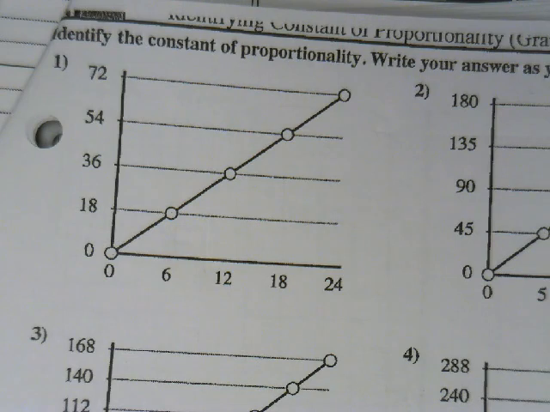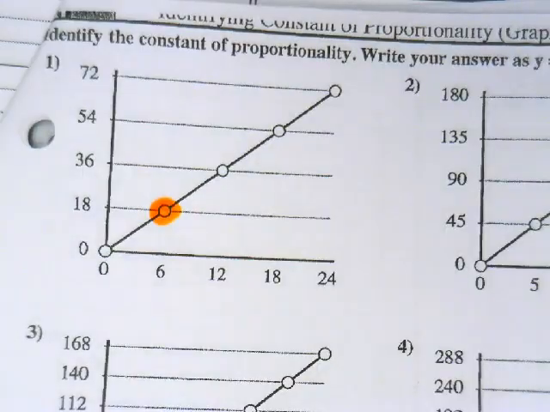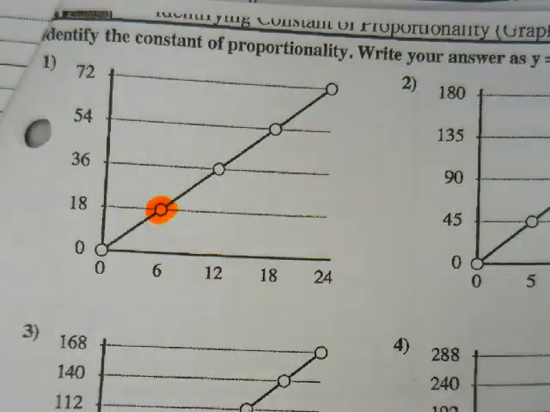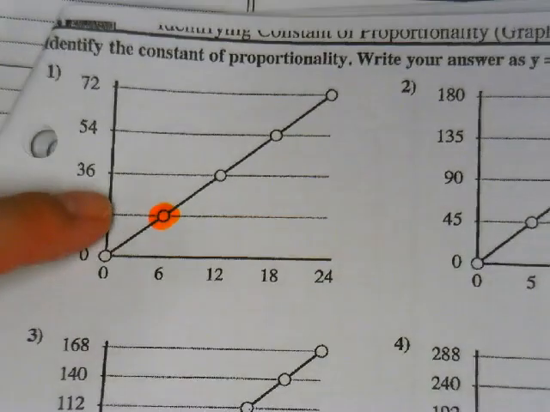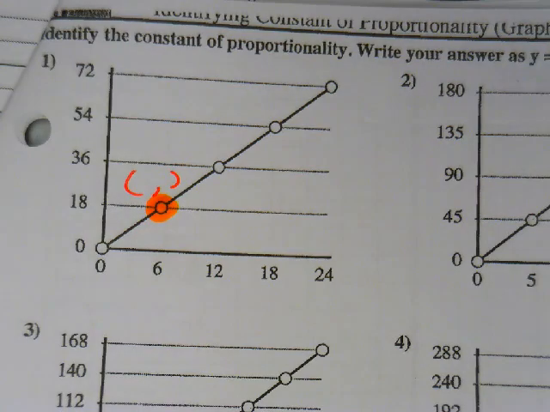Do you see a 1 on the x? What's the smallest number on the x? 6. It's not a 1. So this first dot, not including the 0, 0. The 0, 0 doesn't really help us. It's this dot right here. What's the ordered pair for this dot? What are the two numbers that make up that ordered pair? 6 and 18. Very good.